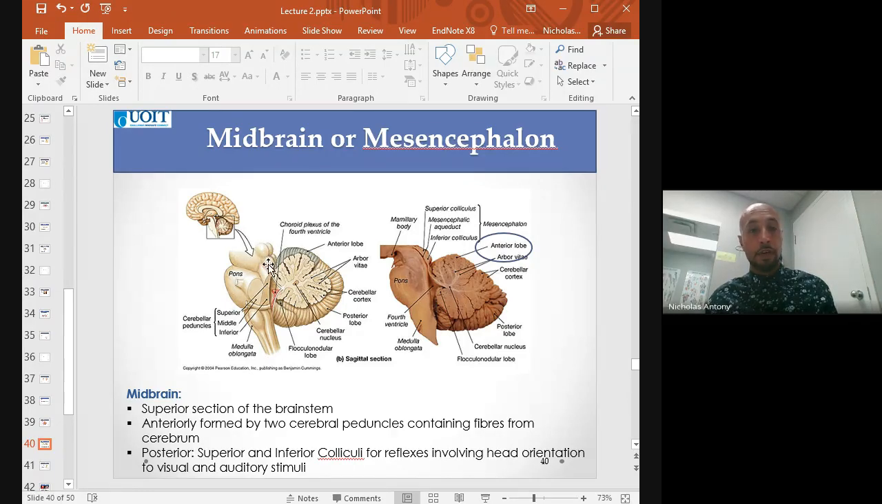This is the inferior colliculi. And they are reflexes that involve our head orientation to visual and auditory stimuli. So, question: you are walking along and you hear a loud noise. Automatically, what do you do?